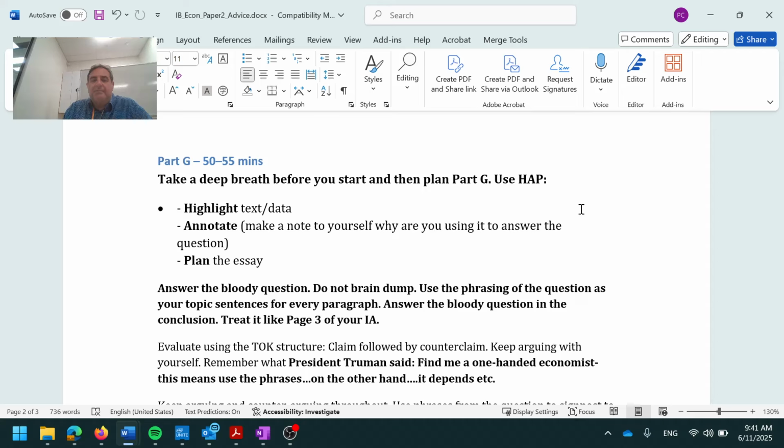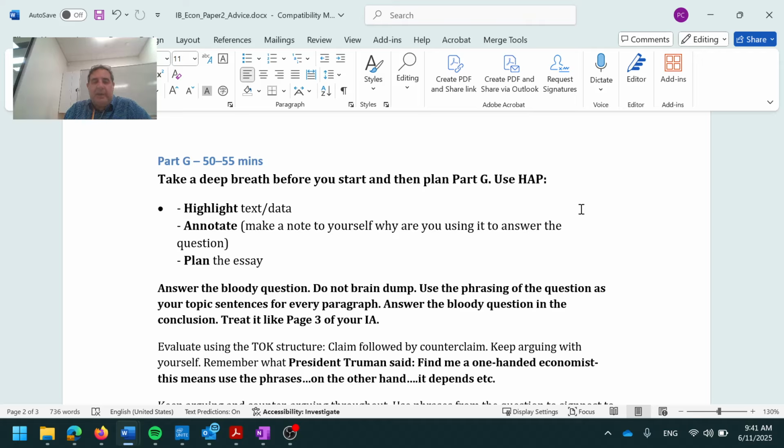Take a deep breath, right? It's very clear to me when I look at the EURs from previous students or looking at your own work, the kids that spend 5 minutes planning tend to do significantly better than kids that don't plan. All right, so take some time planning your response. Maybe 5 minutes should be sufficient, and then don't forget to use a mnemonic, HAP.